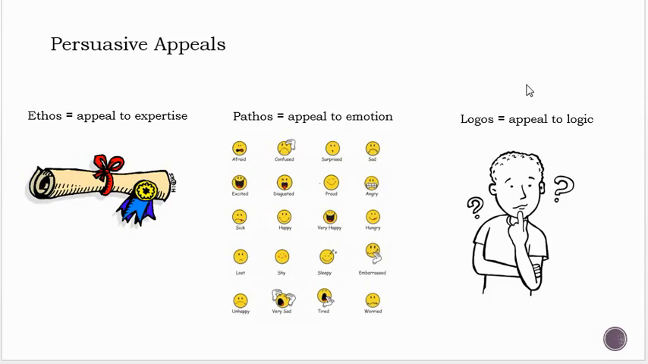So as you read this, I want you to think about how our author appeals and uses his expertise to appeal to the American citizens. How does he appeal to the American citizens' emotions throughout the speech? And finally, how does this president appeal to our American logic, especially during the Great Depression and what's going on?